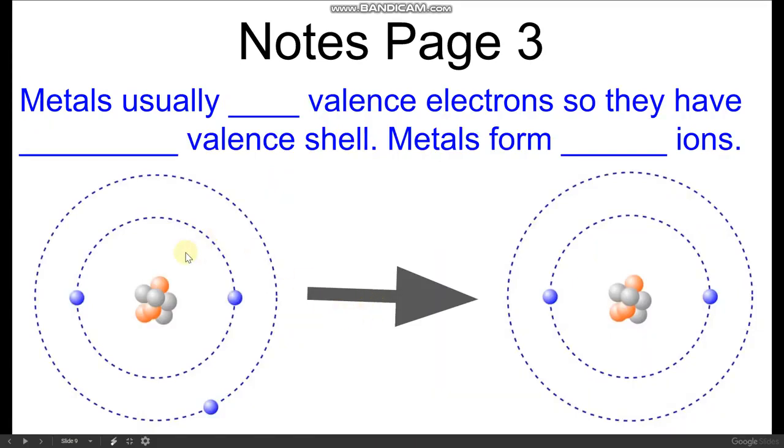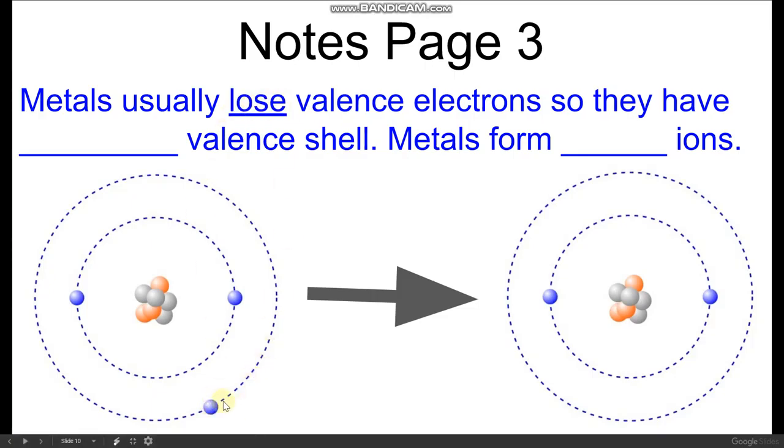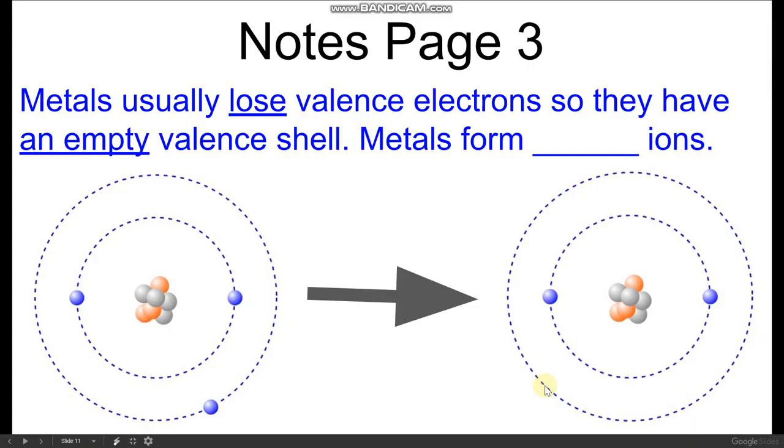Now, here we have a lithium atom. And if you remember from our ions, this lithium atom only has one valence electron, and it's going to lose that valence electron. When it does that, it's going to have an empty valence shell. And because now it has more protons, 1, 2, 3 protons, than electrons, 1, 2, and because protons have a positive charge, that lets us know that metals form positive ions.